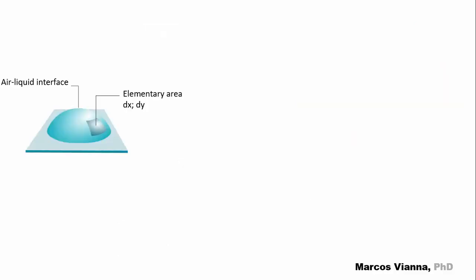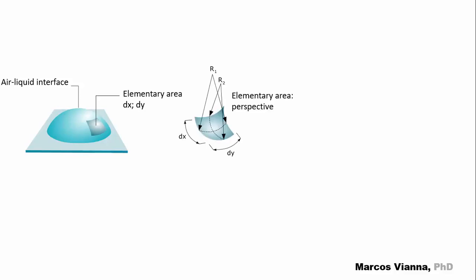Let's find the general equation for the surface tension. Here is a droplet of a liquid standing over a surface that is not wetted by it. We'll consider this elementary area. Its dimensions are dx and dy. Here is the elementary area shown in perspective and upside down. It has two different radii for its curvature as shown.